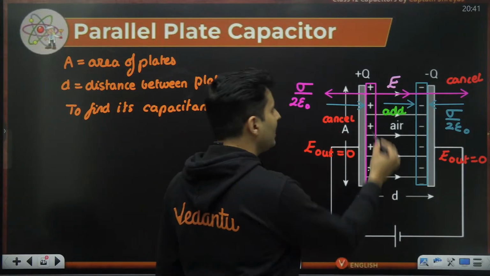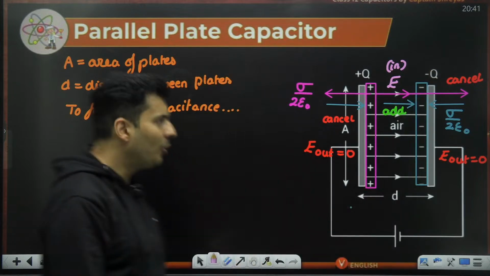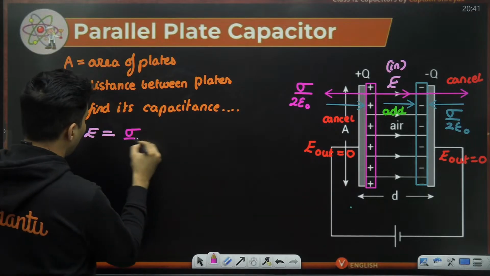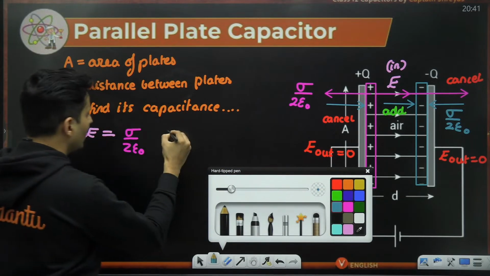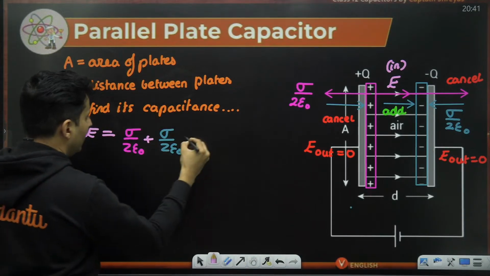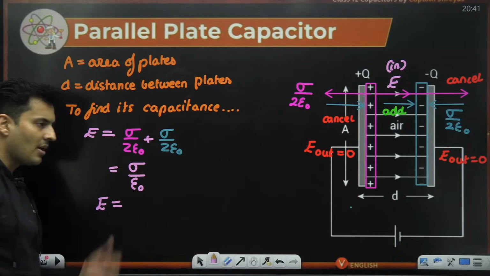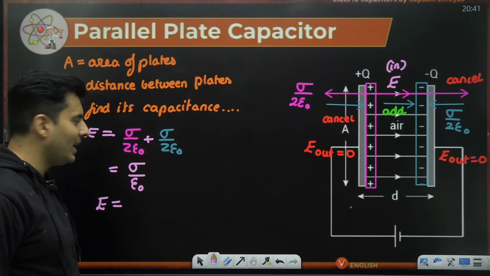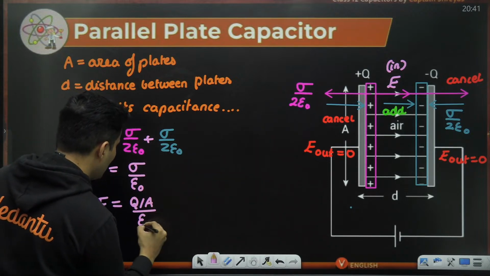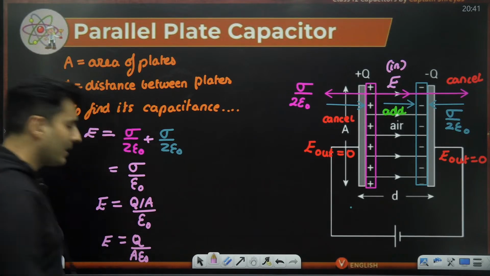So there is definitely an electric field within the plates of the capacitor. How much will that be? That electric field will be sigma by 2 epsilon naught from one side and also sigma by 2 epsilon naught from the other side. Both of them will add and we will get sigma by epsilon naught. What is sigma, my dear warriors? Sigma is also our batch name. Sigma is charge per unit area. How much charge? Q, area A. So Q by A epsilon naught.